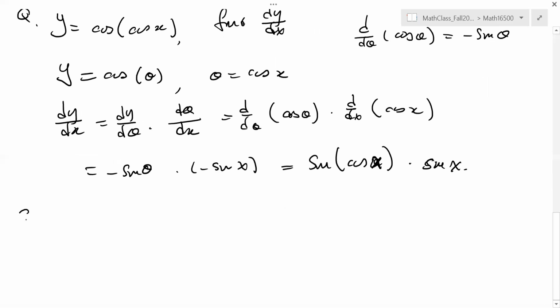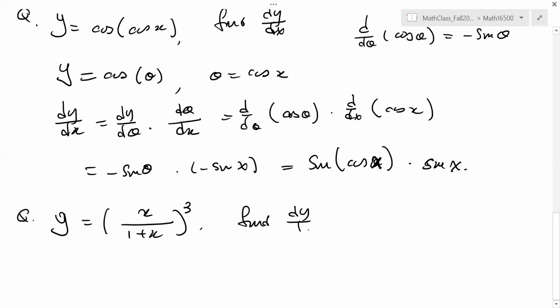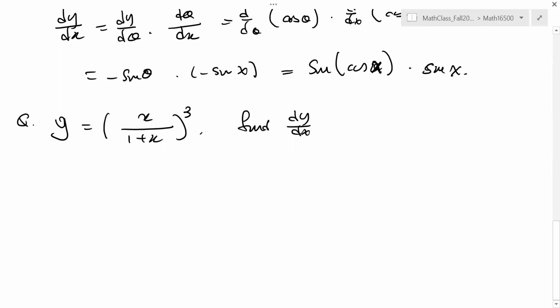All right, let's do the next problem. y equals x over 1 plus x cubed. Find dy over dx. All right, so now it's pretty complicated, right? It's x over 1 plus x. At least we can introduce one variable w, which is x over 1 plus x.